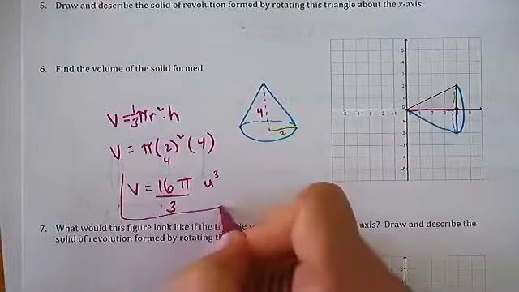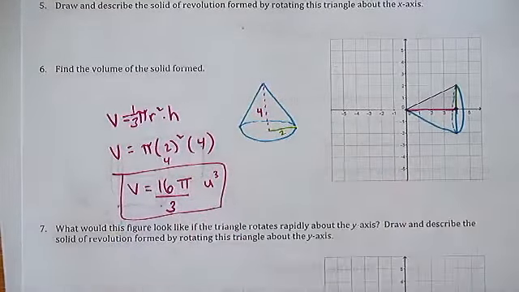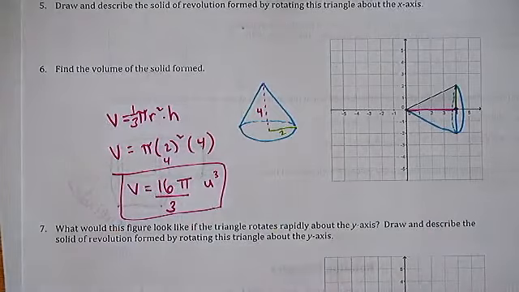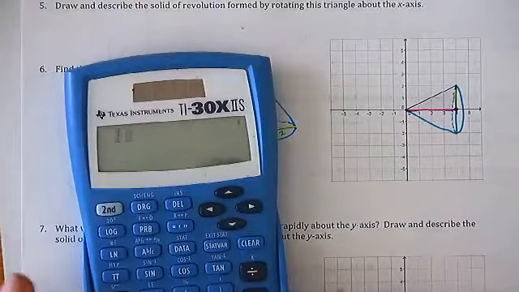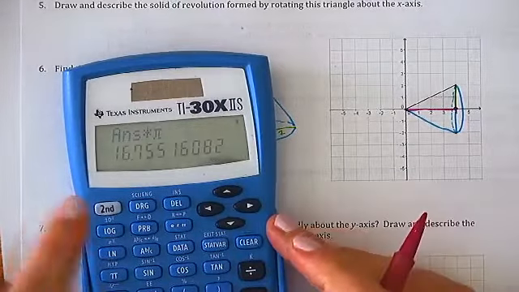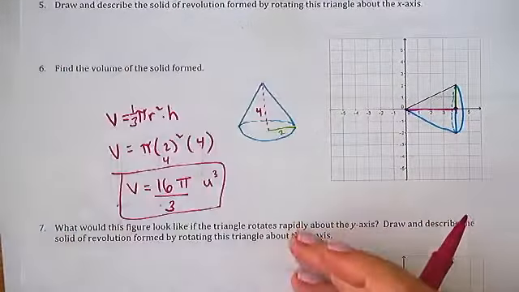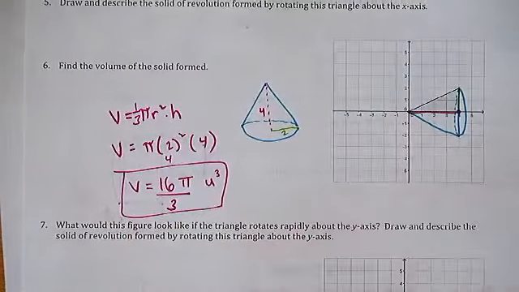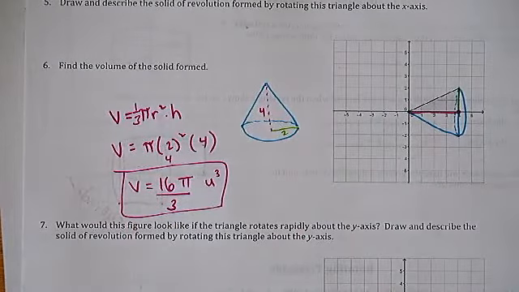So you guys can leave your answer like this because I can't simplify 16 over 3. The decimal version, you would do 16 over 3 first, and then again multiplied by that pi button. Okay. So that is the volume of this cone.